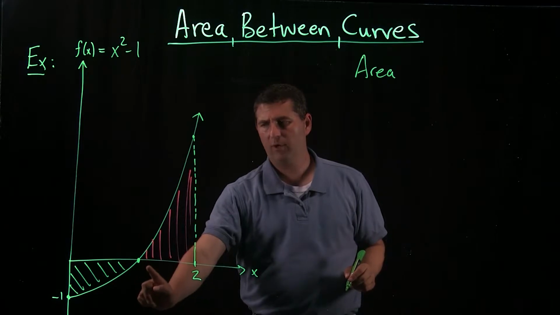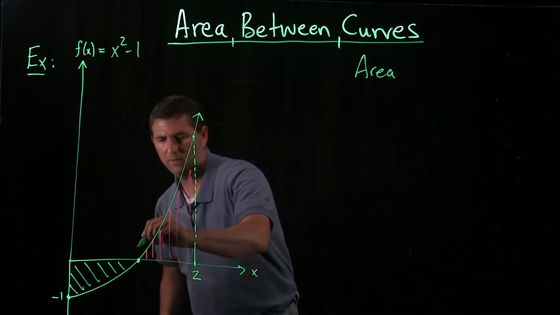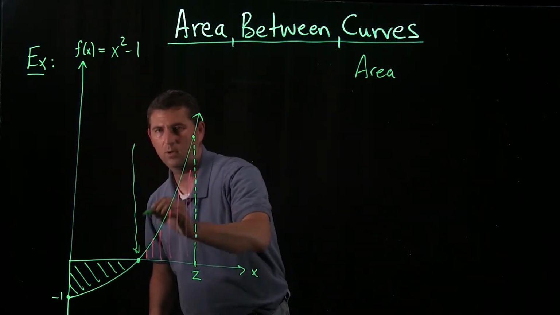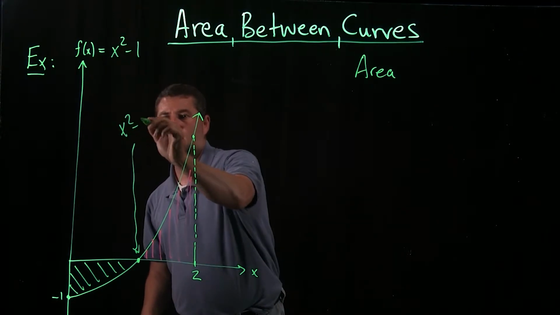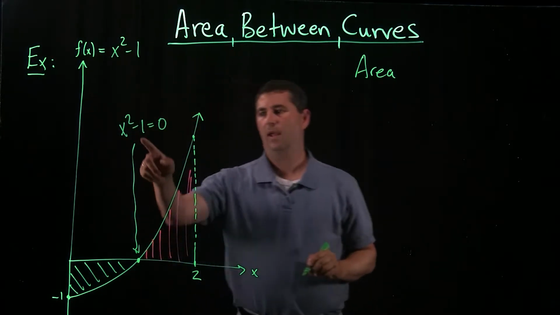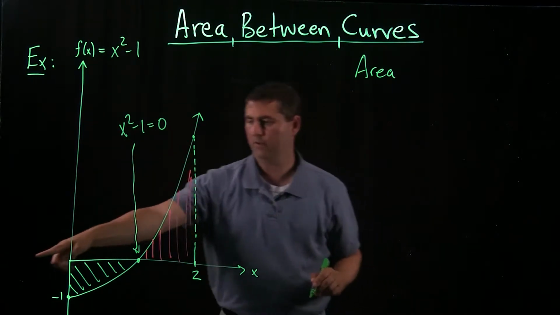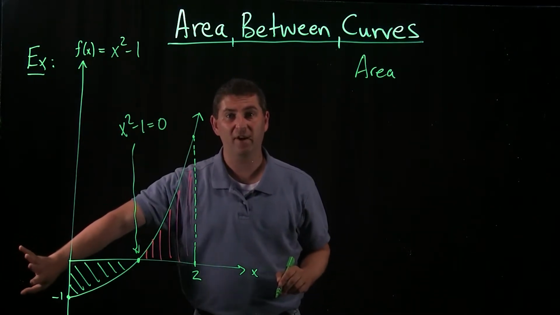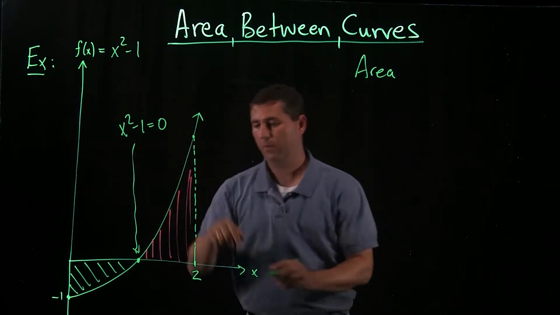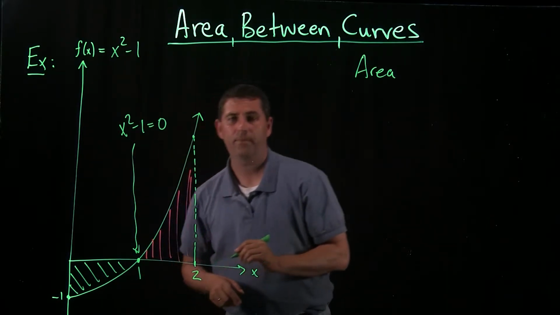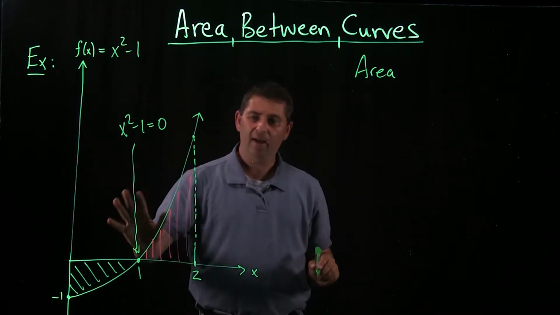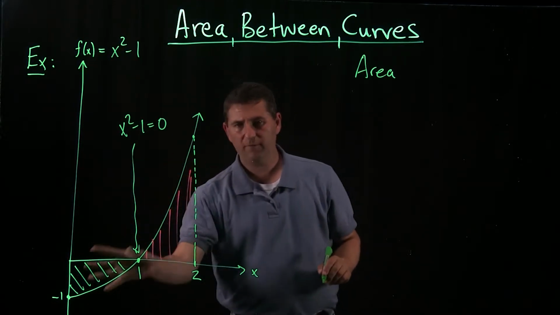So where is this point going to occur? Well, this occurs when x squared minus 1 is equal to 0. And this happens when x is equal to plus or minus 1. But of course, the minus 1's on the other side. I'm not interested in that. So this must be x equals 1. So when I compute the area, I'm going to break this up into these two different regions.